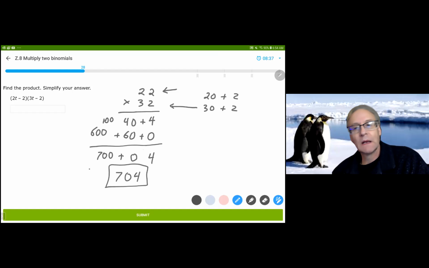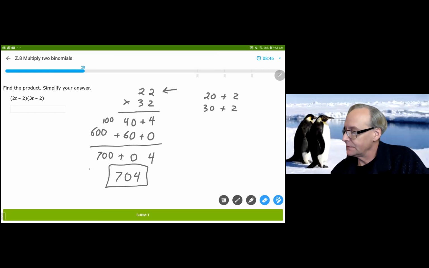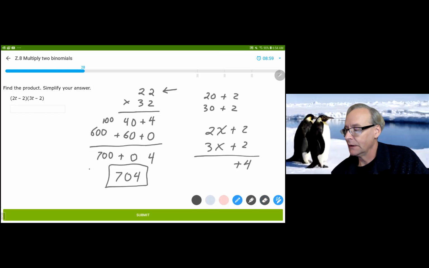Now, why did I show that? Here's the reason. I just want to point out that this is not something new. You see, this is very similar to multiplying 2x plus 2 times 3x plus 2. And when I multiply these two, I have plus 4. 2 times 2x is 4x. 3x times 2 is 6x. And 3x times 2x is 6x squared.